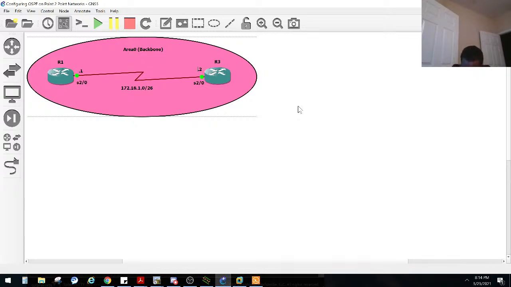What else did they say here? In order for 2 OSPF-enabled routers to establish an adjacency, they must reside in the same OSPF area. Well, these 2 are in area 0, and we're going to make them establish an adjacency. They become neighbors. I believe adjacency and neighborship are 2 different things, but we are going to create an adjacency between these two routers, and they're going to become neighbors. We'll do that in just a bit.